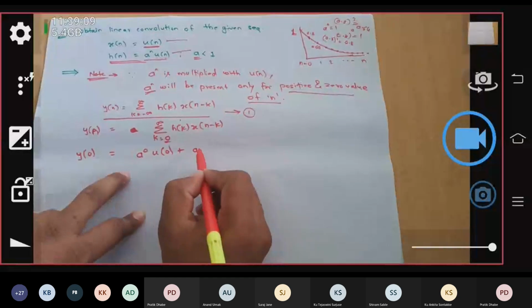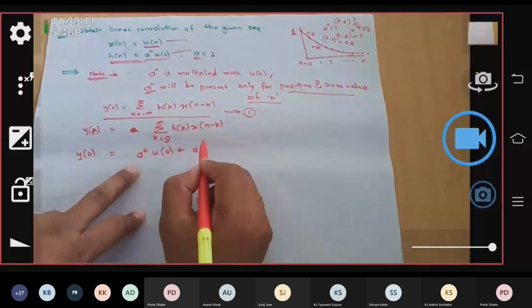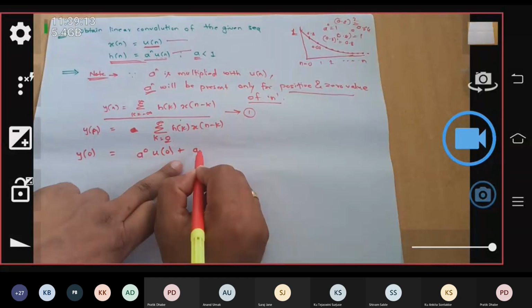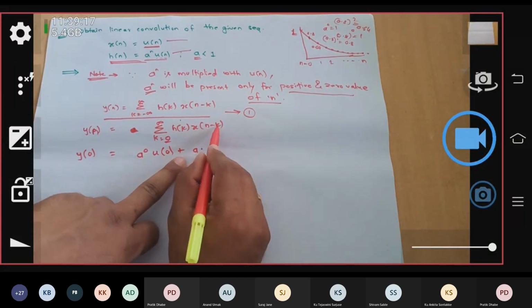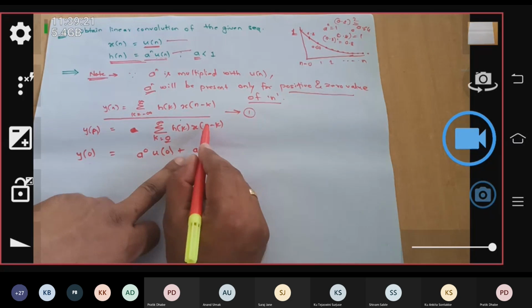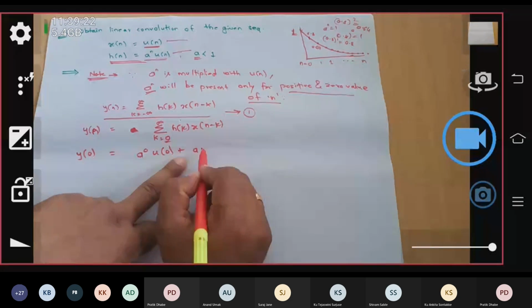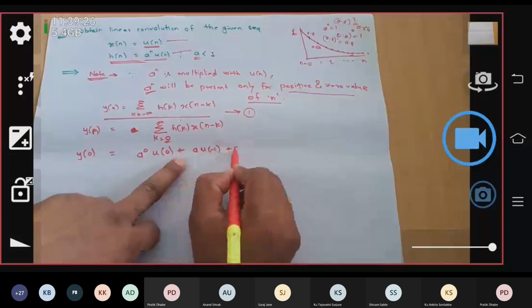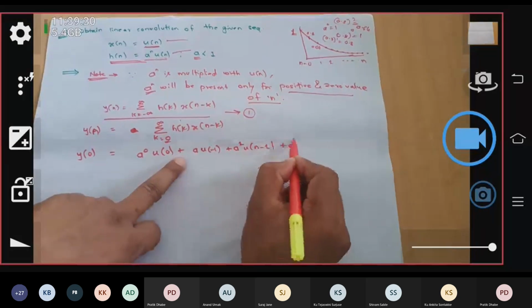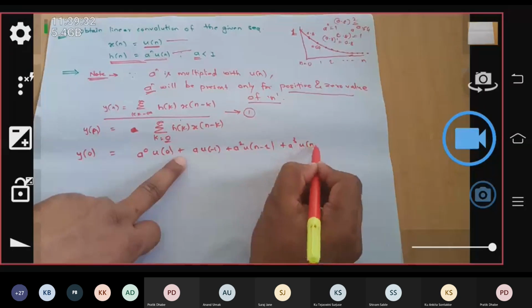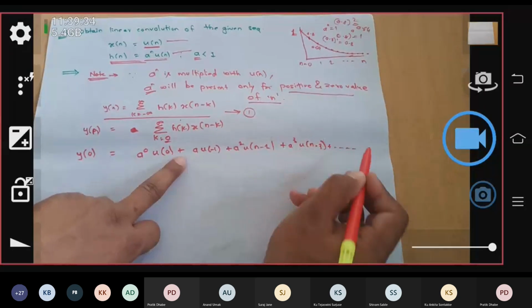Okay, plus now substitute k equals 1, so you will get a raised to 1, which is nothing but a, and u of n minus k. In place of k now it is 1. So what is n? n is 0, so 0 minus 1, so it is u of minus 1, plus a square u of n minus 2, plus a cube u of n minus 3, and so on.